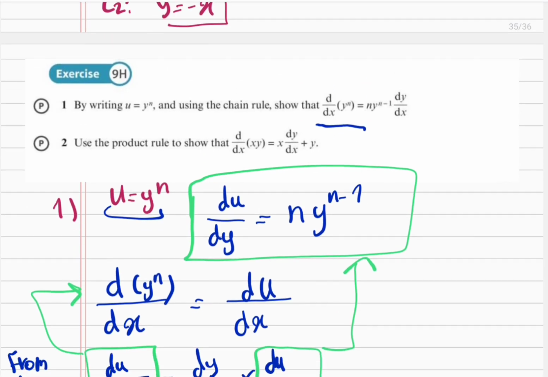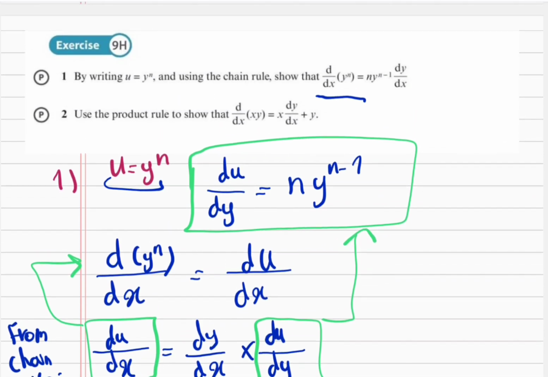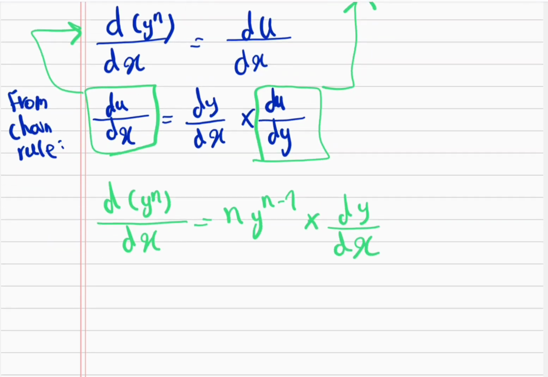d dx of y to the power of n is equal to n times y to the power of n minus 1 times dy dx. So that's for this one.